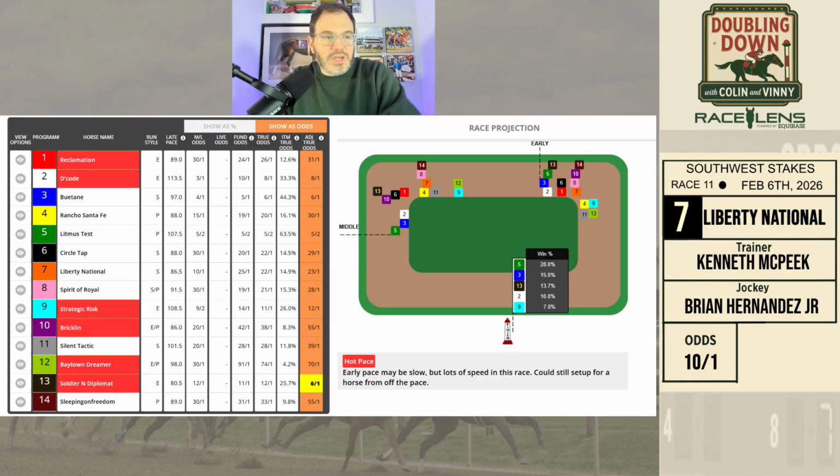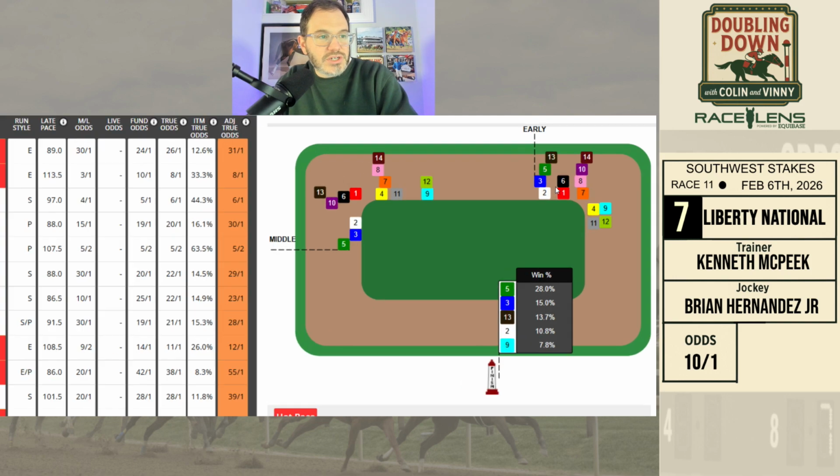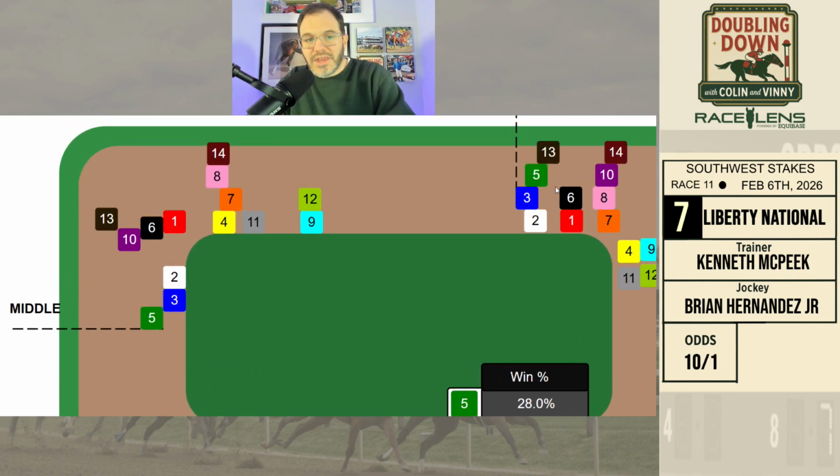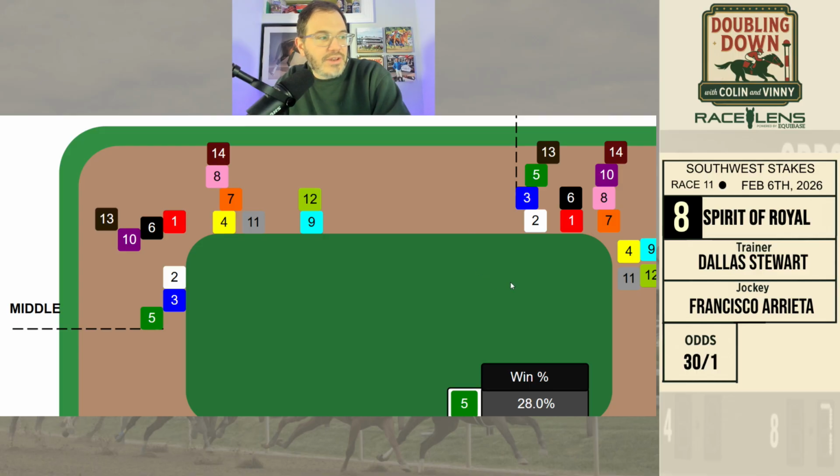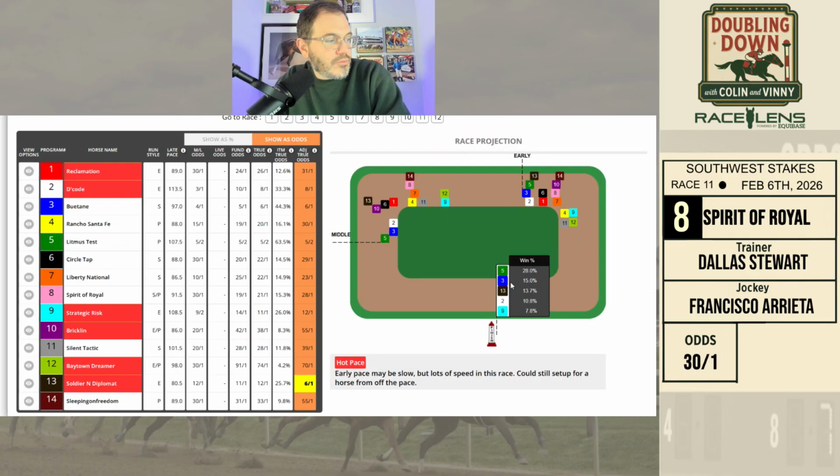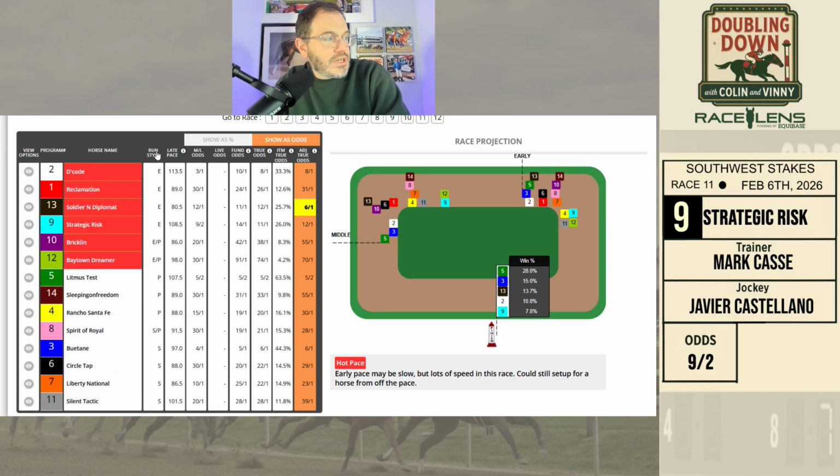You can zoom in on the race projection. I'll do that for you. And it shows you that it has the 2, 3, 5, and 13 all going to the front end. Now, remember, my model had the 2, the 3, and the 5 all on the front end as well. My model didn't pick up on, and it had Soldier and Diplomat as well. Sorry. So all 4 of those match. And that's a good sign for me.